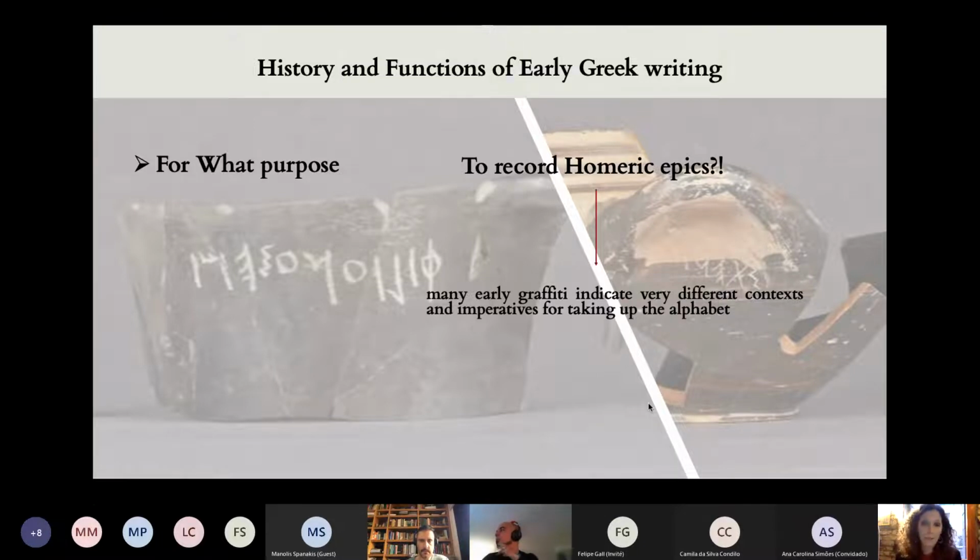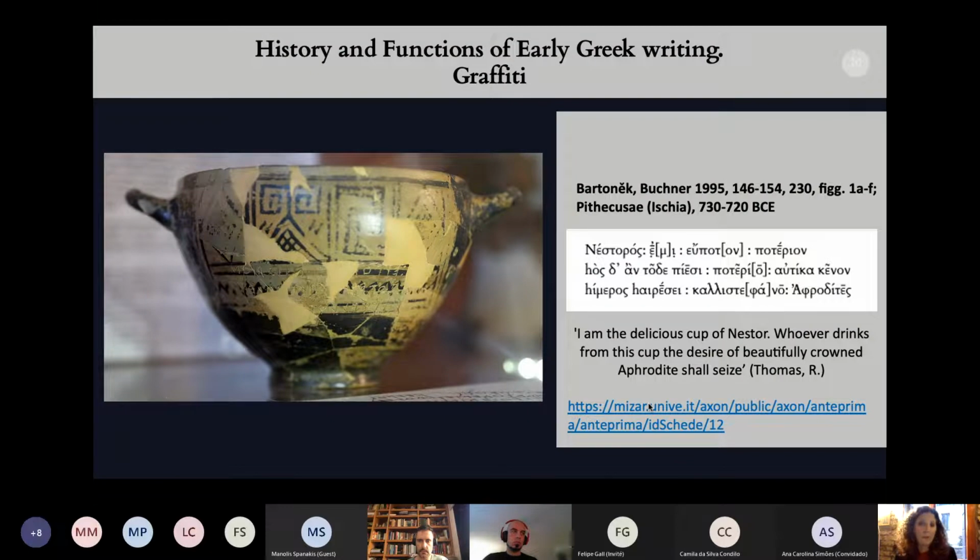But unfortunately, this is very far from real, because it's true that many early graffiti indicate contexts that are very different, and also urges that are very different from just recording the Homeric epics. So I will show some examples to just give you an overview of this first evidence.